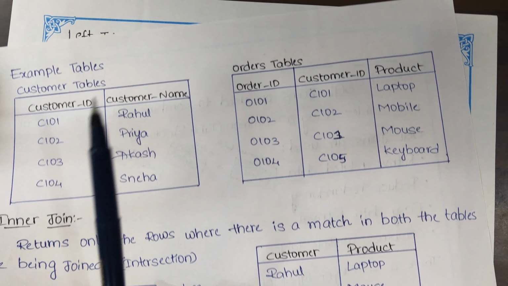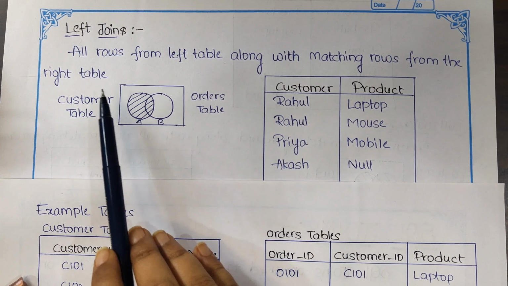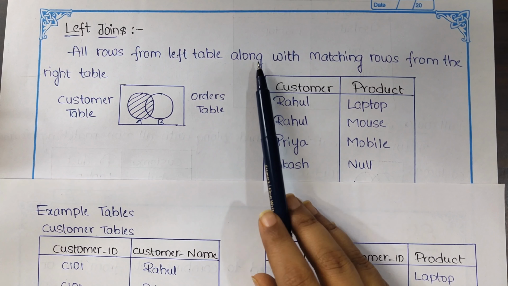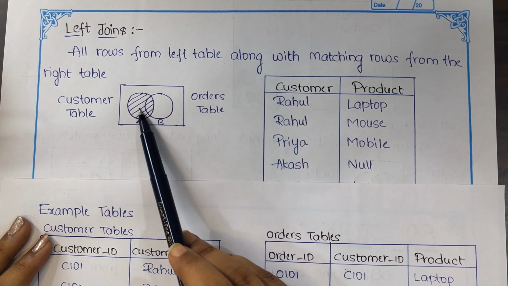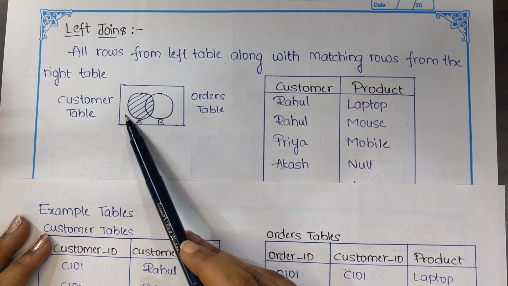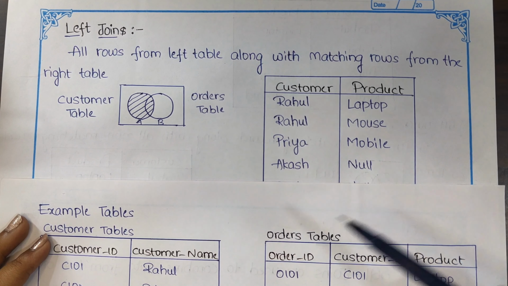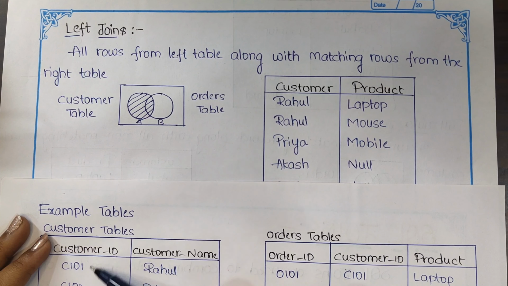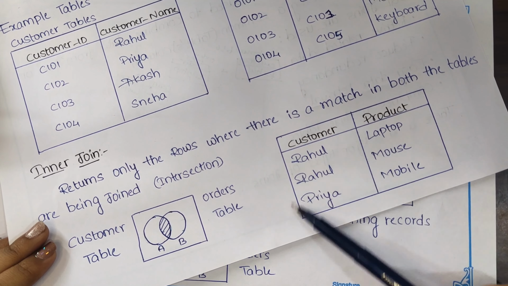Next comes our left join. Left join is nothing but retrieving all the information from the left table and matching records from the right table. See, this Venn diagram also I have represented: all the details from the left side and also matching records from the right side. So we need to write all the customer details here. In this table these are all the matching records, right? We already wrote them in the inner join.